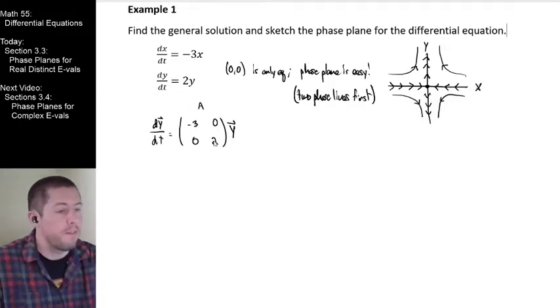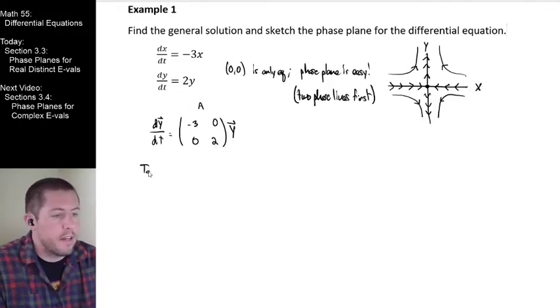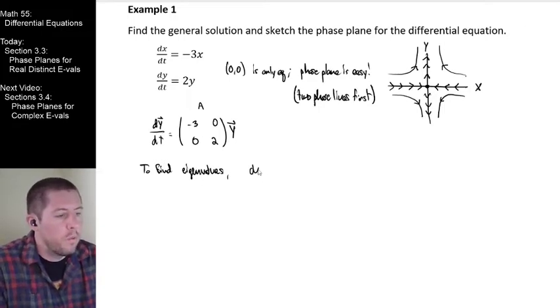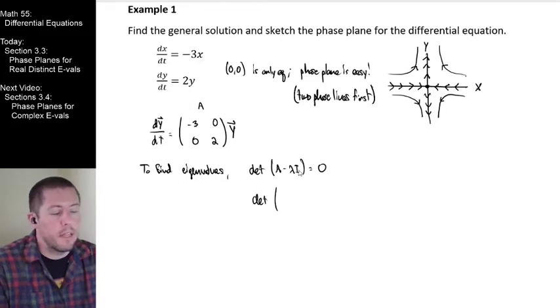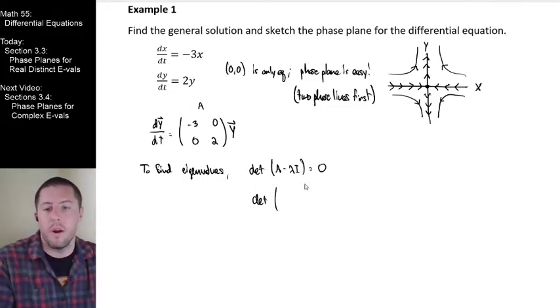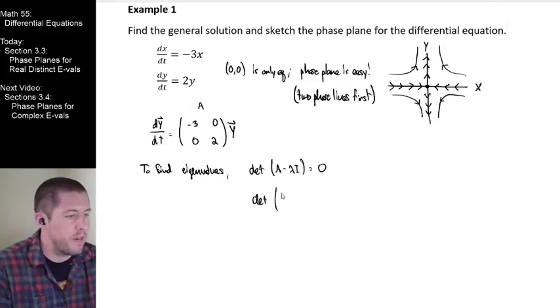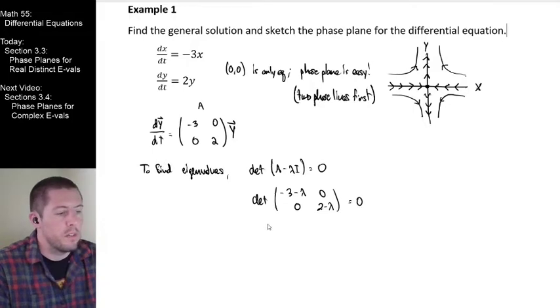So what we should remember from the previous class is that to find eigenvalues, we want to set the determinant of A minus lambda I equal to 0. That's the determinant of the A matrix minus lambdas on that main diagonal where our 1s would be for the identity matrix right there. So I'm going to get a -3 minus lambda, 0, 0, 2 minus lambda. That should be equal to 0.